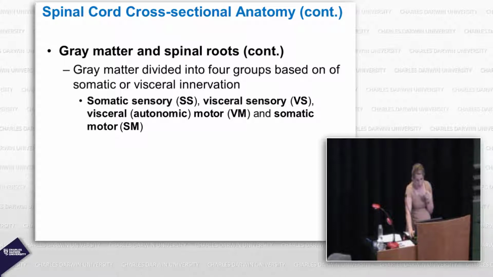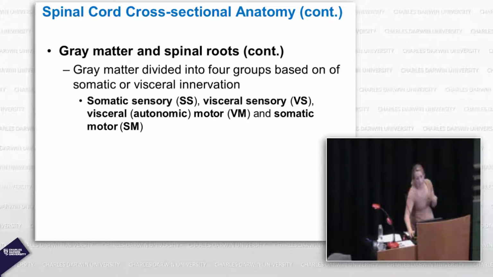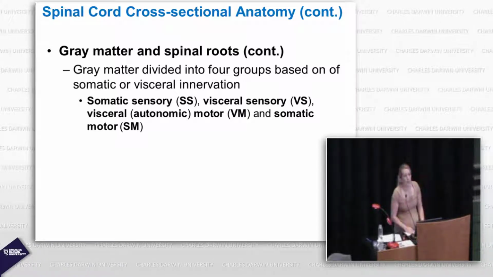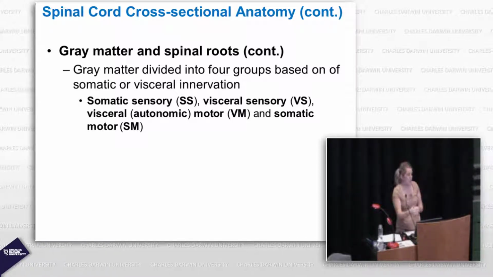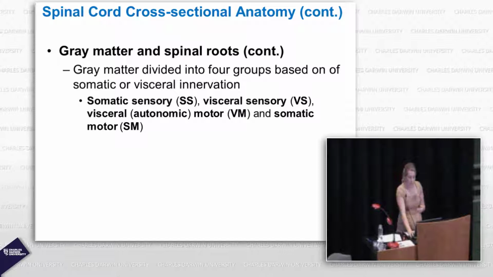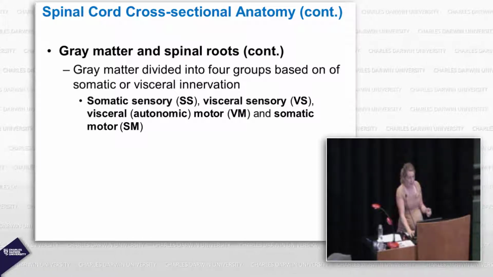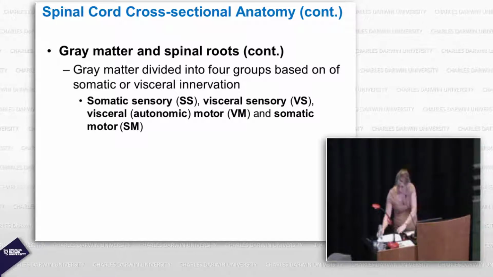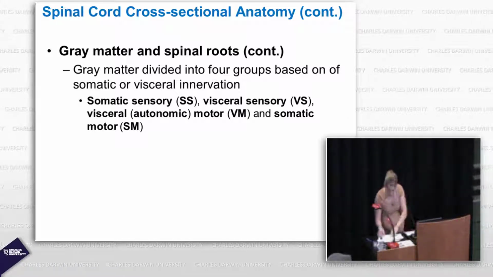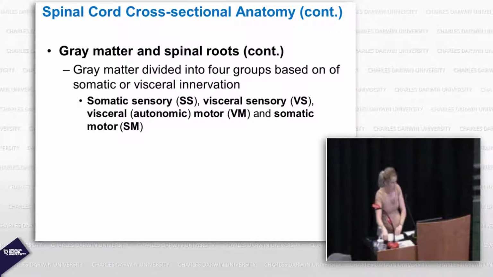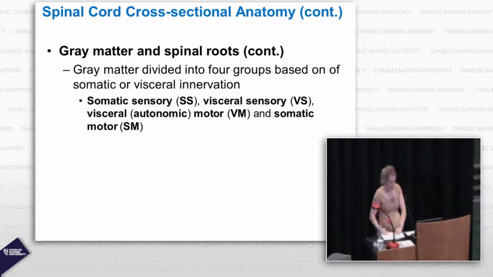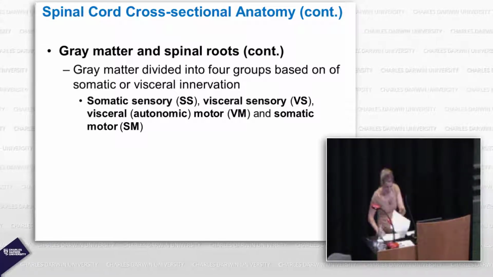So now that we've divided the spinal cord basically into sensory and motor, we can divide it further into somatic sensory, visceral sensory, visceral motor, and somatic motor. We've got a nice little diagram. Now these visceral motor neurons are going to make up the autonomic nervous system. Look at them in this picture.